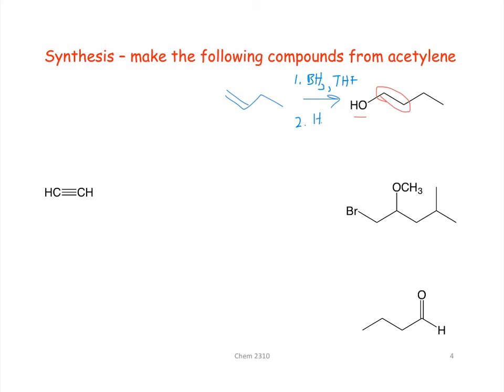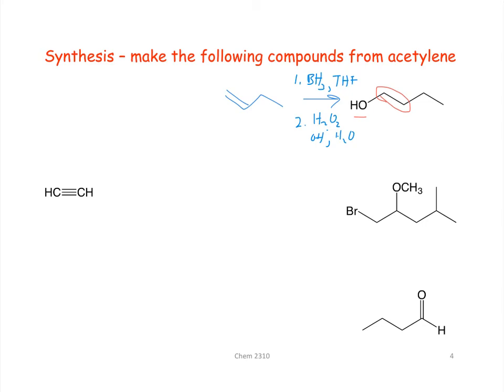So we use the oxidation step, hydrogen peroxide, hydroxide, and water. Okay, so that's the anti-Markovnikov, because the OH is going to the less substituted side.